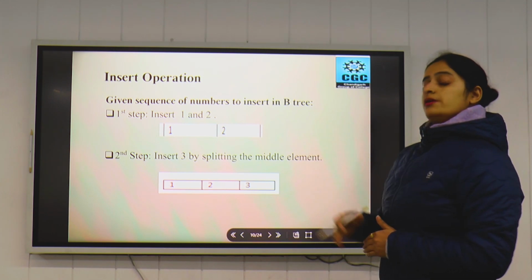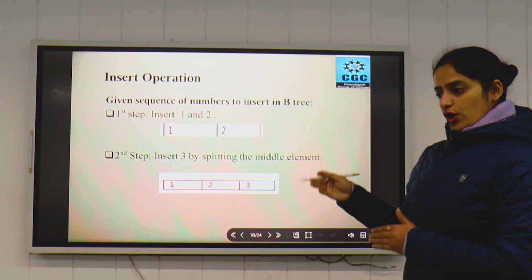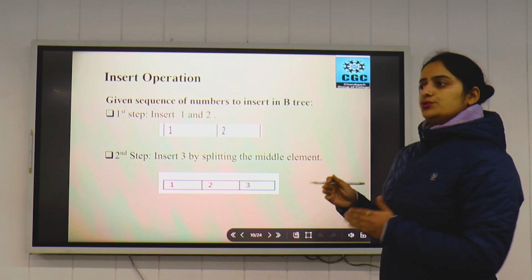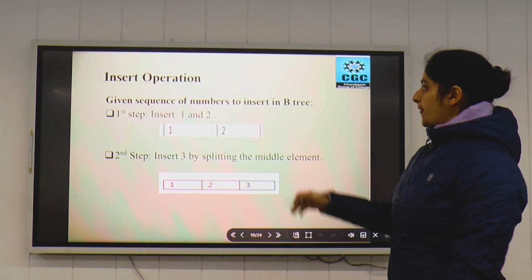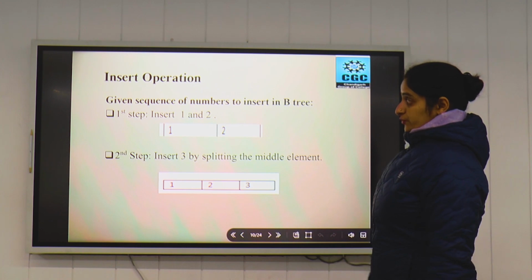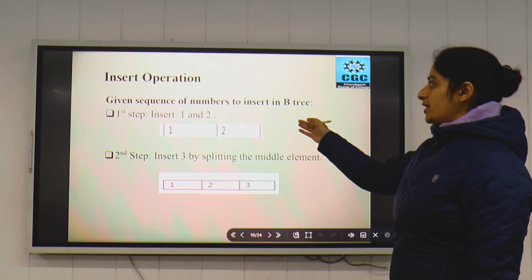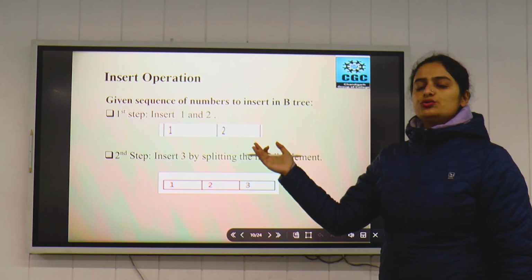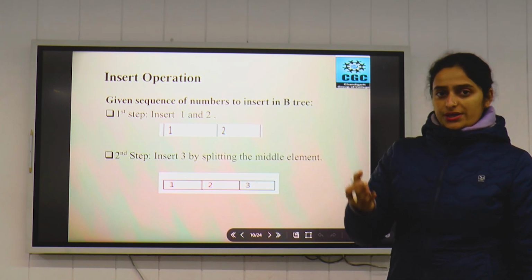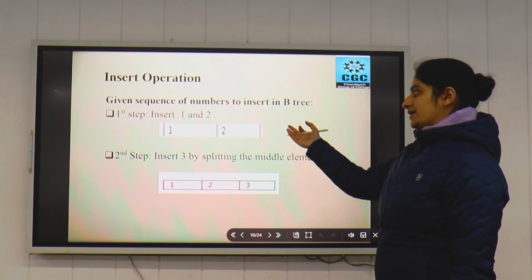From 1 to 10, we have to maintain the order, and in that way we have to make a perfect B tree. So let us start from the very first step. First of all, we will insert 1 and 2. Why are we taking 1 and 2 simultaneously? Because this is obvious. If I can select 2 keys, I can insert 2 data elements.